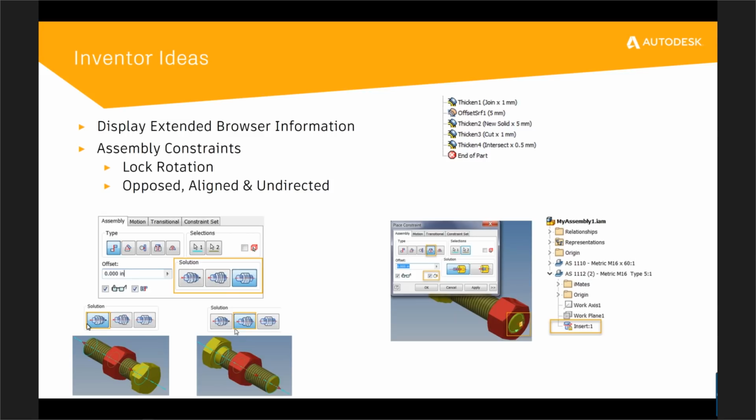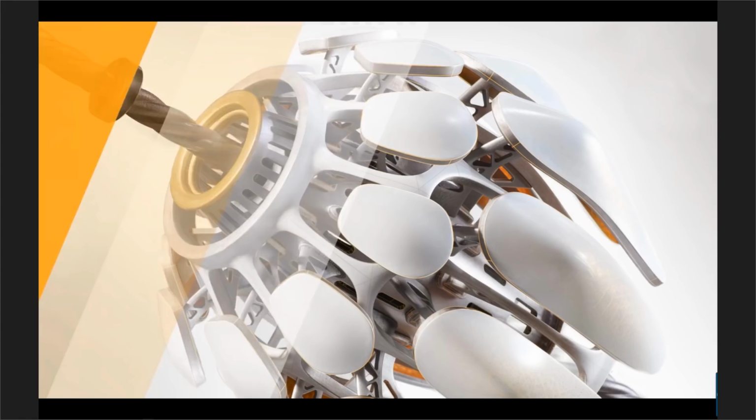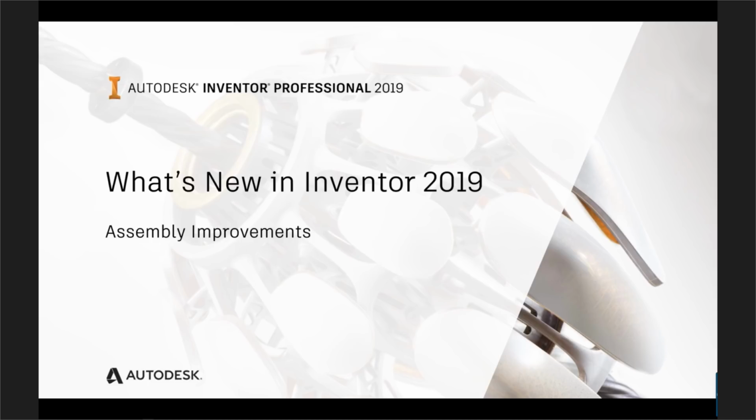One of the things that users sometimes got frustrated with was these axial constraints and being able to flip the mate on the fly. And now we have the ability to do that just with these opposed, align, and undirected options inside of those axial constraints. Let's take a look again at some of these, just because sometimes I think seeing them in action really helps define what we've done here.